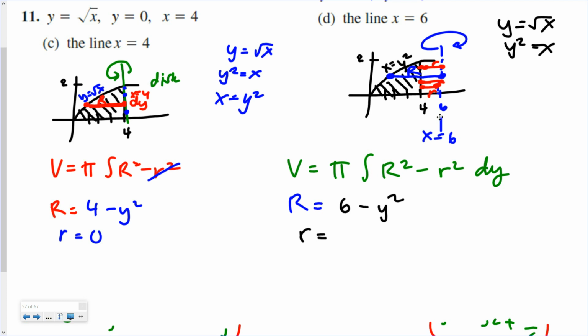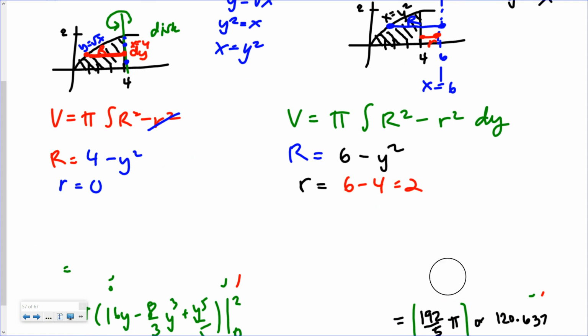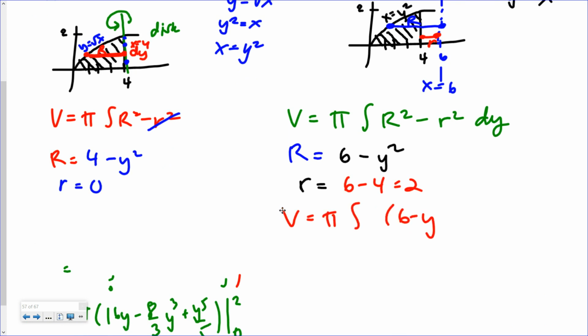If I get the length of this little r, do you see that it's an x minus x problem? So that's just 6 minus 4. Is everybody good with that? So 6 minus 4, which is just 2, and that makes sense that it's just a constant. All right, then I'm going to plug this into my equation. So when I plug this into my equation, I get volume equals pi times the quantity 6 minus y squared, quantity squared, minus 4, dy.